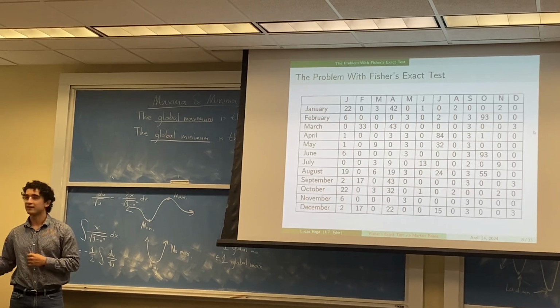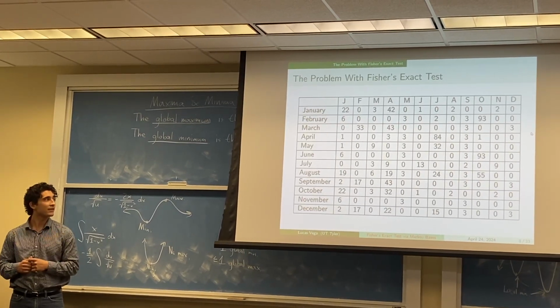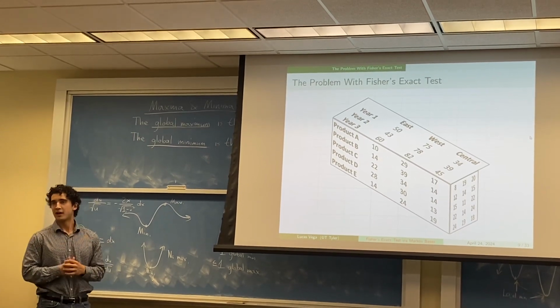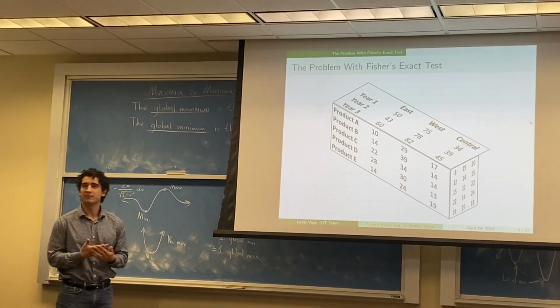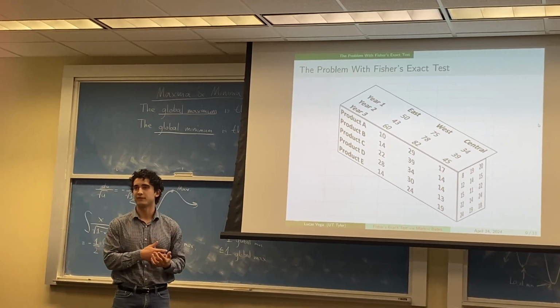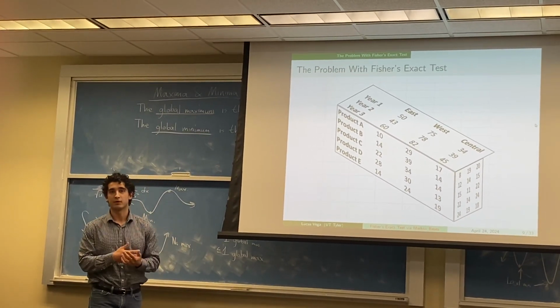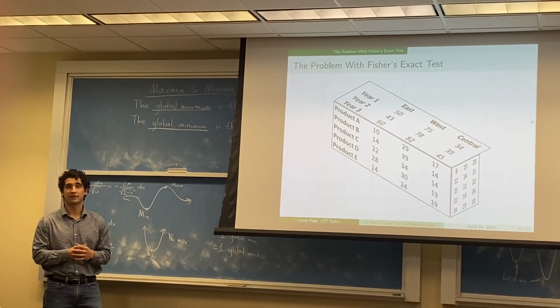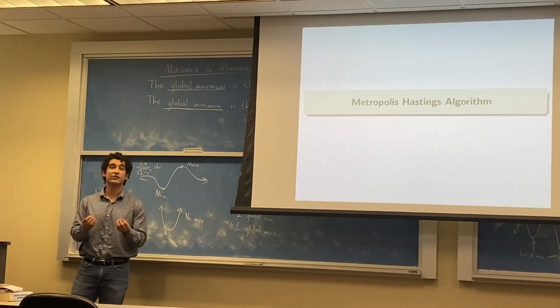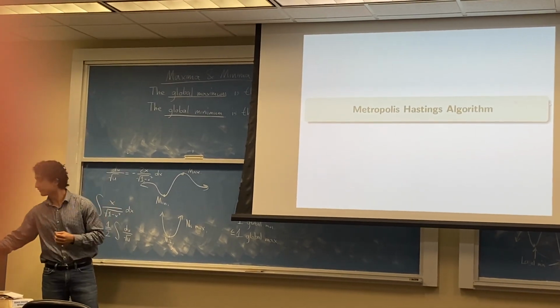What about a table like this? And then why stop at 2 dimensions? For large tables, I hope it's clear that computing all things in the sample space is computationally impractical. So for large tables, we can't do Fisher's exact test. Fortunately, there's an algorithm that allows us to approximate the p-value we get from Fisher's exact test.